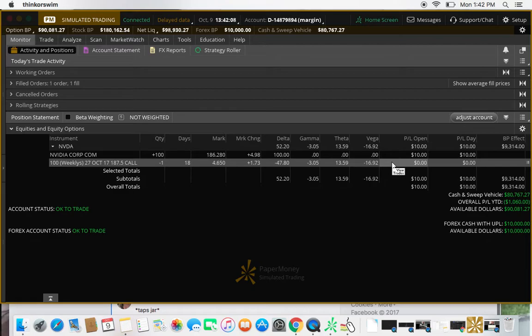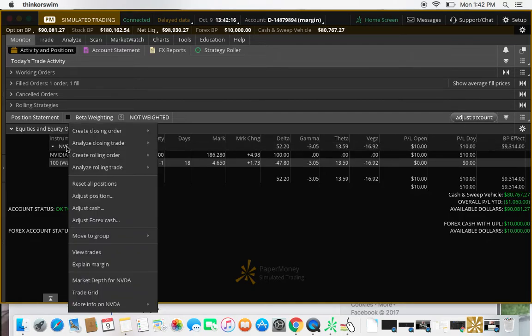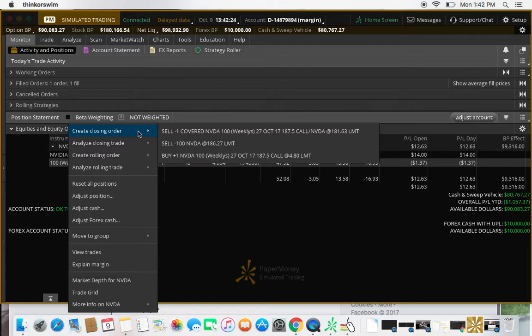Sure. Well, you can right click on top of NVDA, on top of this position symbol. And when you do, the first line that comes up at the top says create closing order. Create closing order? Right here? Mm-hmm. And then there are 3 choices on how you can close. There's a choice that says you're going to sell the covered call. That's the whole trade. So that's selling the stock and buying back the option.